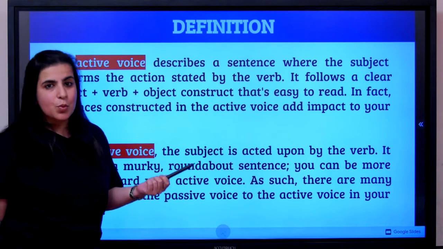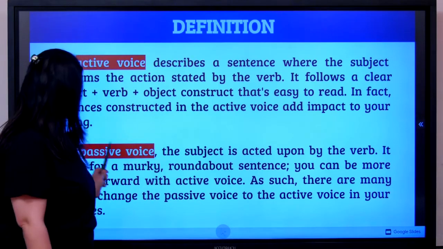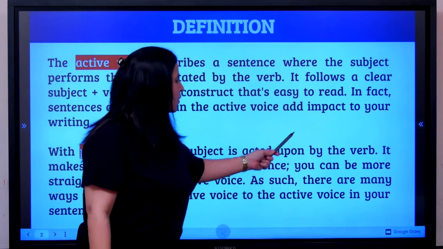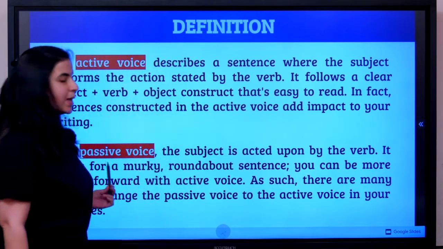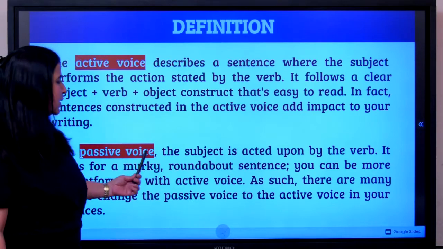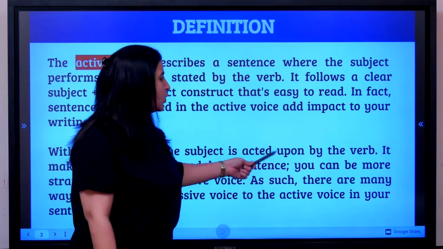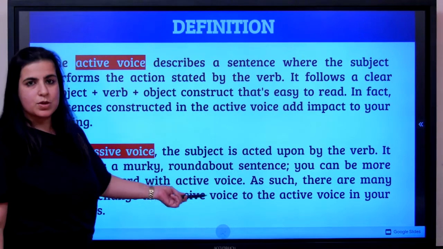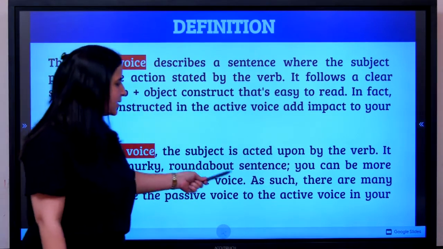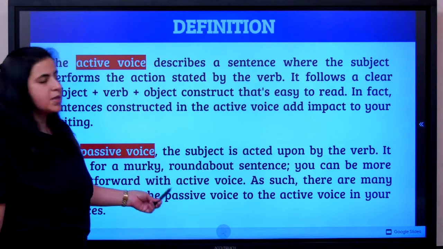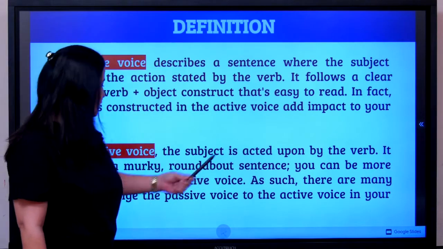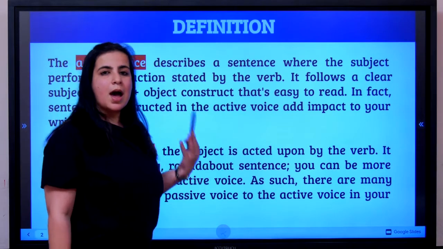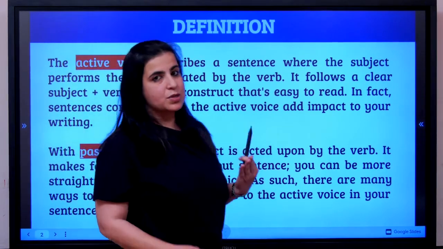Now the passive voice, what is the difference between them? In passive voice, the subject is acted upon by the verb. It makes for a murky, roundabout sentence. You can be more straightforward with active voice. As such, there are many ways to change the passive voice to the active voice in your sentences. We're going to learn about how we change from active to passive.